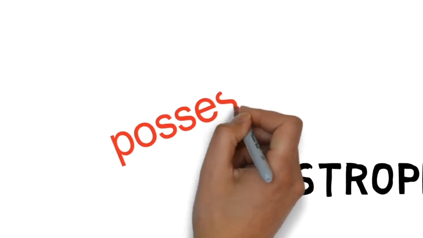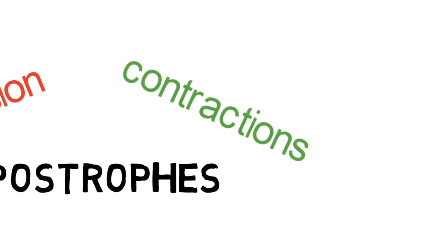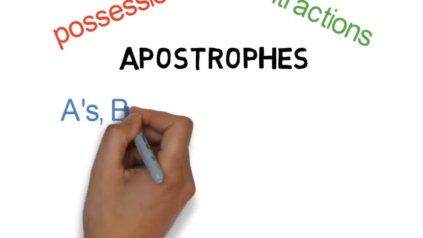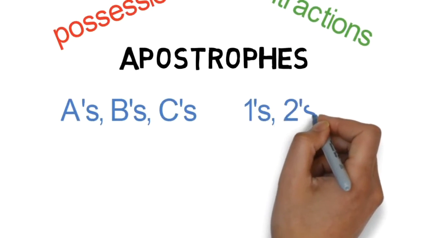To round up this section, apostrophes are used to indicate possession. They also show where words have been shortened, and they can be helpful in writing things like A's, B's, C's, and 1s, 2s, and 3s.